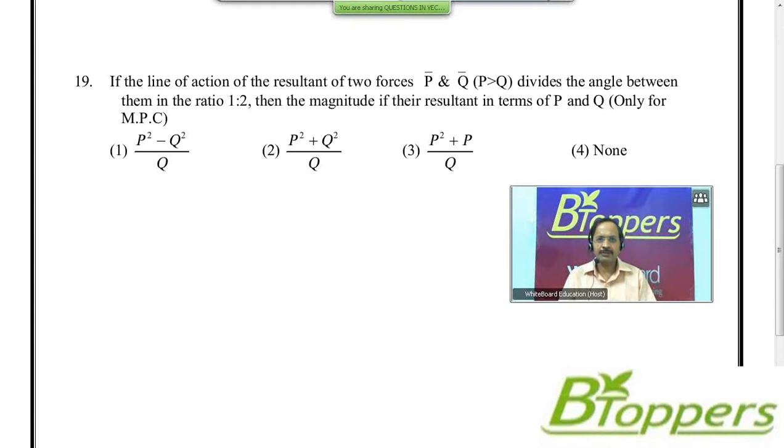Look at question number 19 on the screen, which was already shown to you once in the past. I will read out the question. The line of action of the resultant of two forces, P bar and Q bar (within brackets, P greater than Q), divides the angle between them in the ratio 1:2. Find the magnitude of their resultant in terms of P and Q.